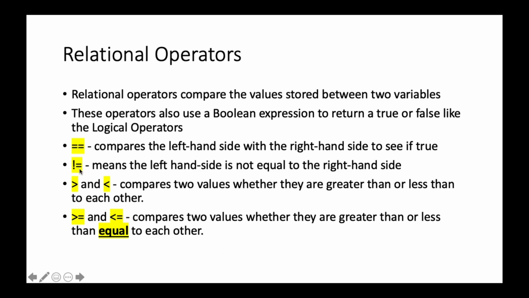This is not equals, so when two integers are not equal to each other. This is greater than and less than. So if you were to have this, it would compare whether the left hand side is greater than the right hand side, or this is less than. This is greater than or equal to, and less than or equal to.